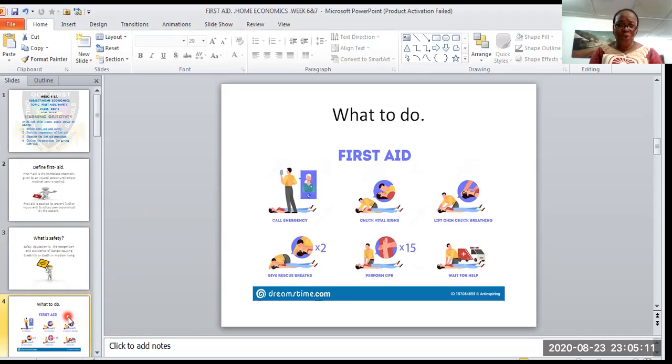First aid. What to do? What must you do in a situation that demands first aid? My dear, what must you do? Call emergency. You don't have a phone, you call an adult. Run for help. Shout for help. Let an adult help you when you are trapped in any form of danger. Call out. There's nothing wrong with shouting for help.